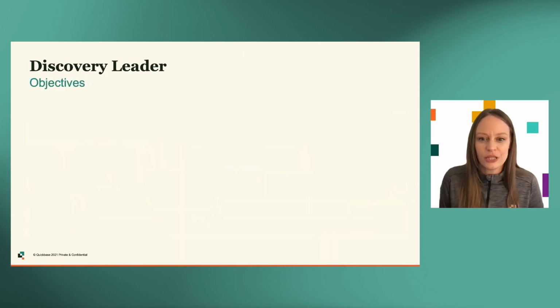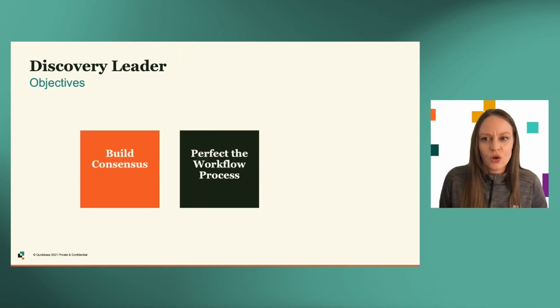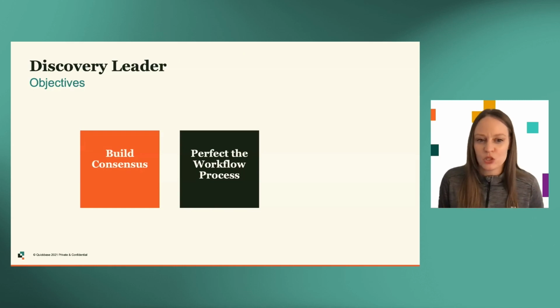Okay, as a discovery leader, we have some key objectives here that we need to keep in mind as we're going through this process. The first one is that we're building consensus. We really want to get everybody on the same page with both processes, how the process runs, and the features that we'll be implementing. We also are on the mission to perfect the workflow process. So that means we need to maybe make tweaks along the way, but our goal is to finalize and get buy-in on the best process that we can for this workflow.